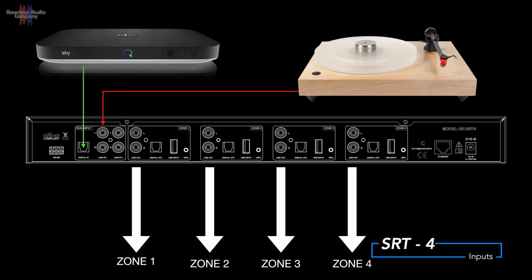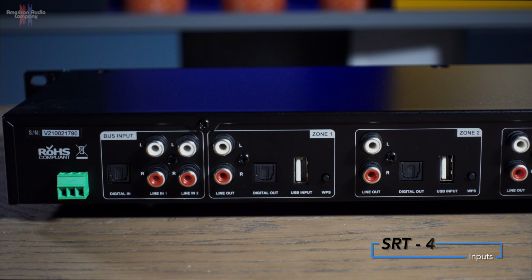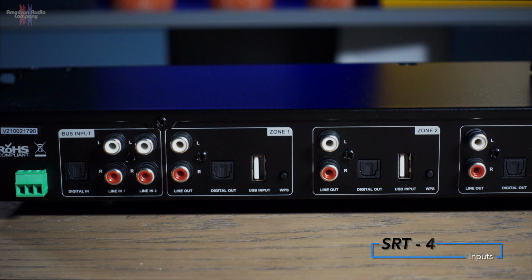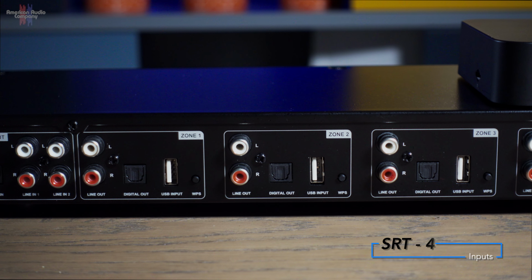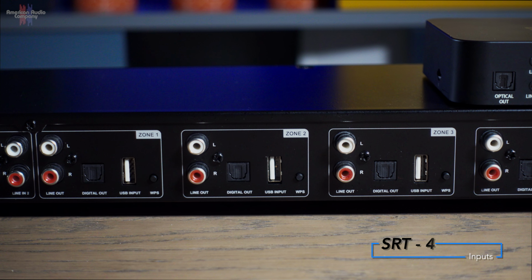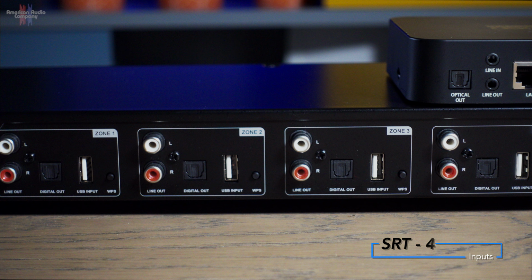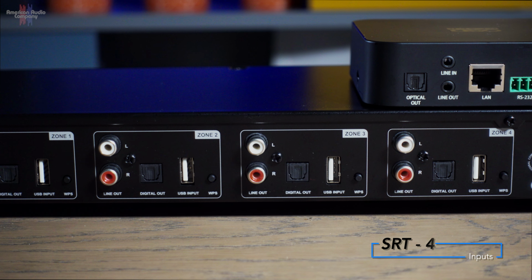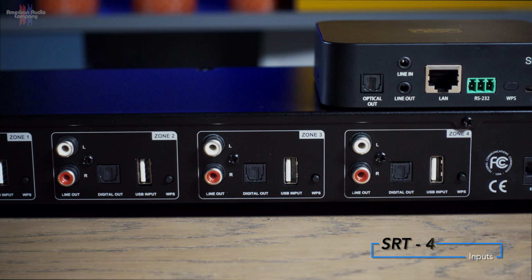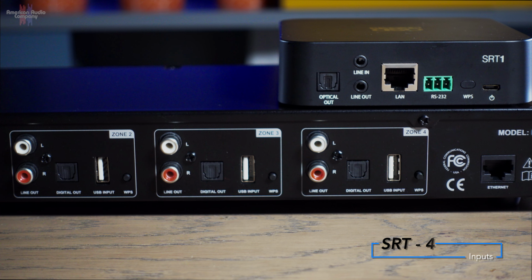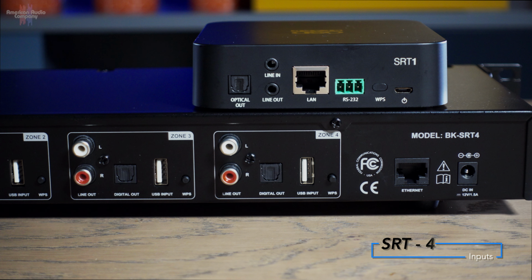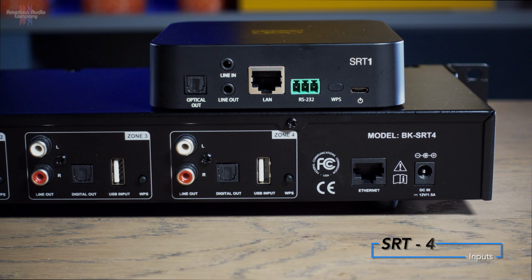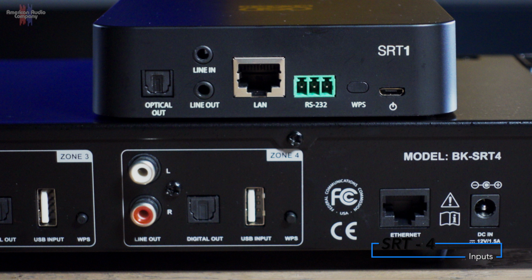And now we've got the global input sorted out, we can go back to each of the zones and see what we've got. So there's a line output, a digital output, a USB input, and a WPS for each of the 4 zones on the back of the SRT4. Now, I've put an SRT1 on top of the SRT4 just to show you that essentially the SRT4 is 4 SRT1s in one box.